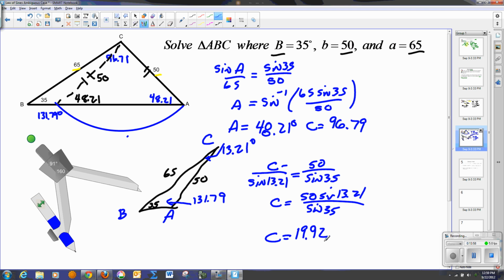And so what we've done is we've had an initial condition where the side opposite the given angle was less than the other side, and I found two solutions. Solution 1 being here, solution 2 being here. So there are two possible triangles that can be formed from those initial given conditions.